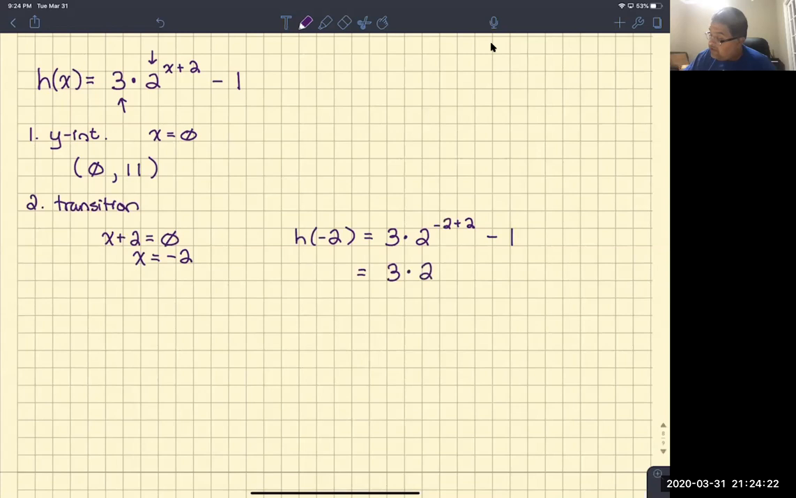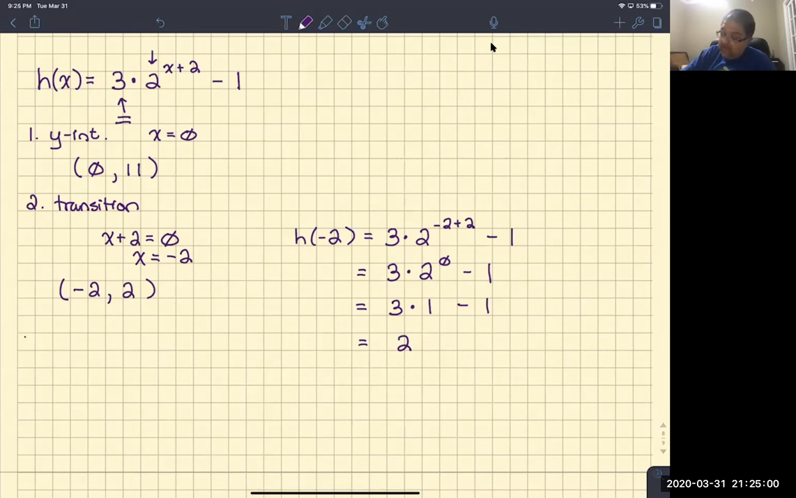So -2 plus 2 is 0. So remember exponents first, so 2 to the 0 is 1. 3 times 1 is 3, minus 1, which gives me 2. So the transition point for this graph occurs at (-2, 2). So you see the effect this number 3 has on this entire graph. It changes the y-intercept, and it also has an effect on the transition point.